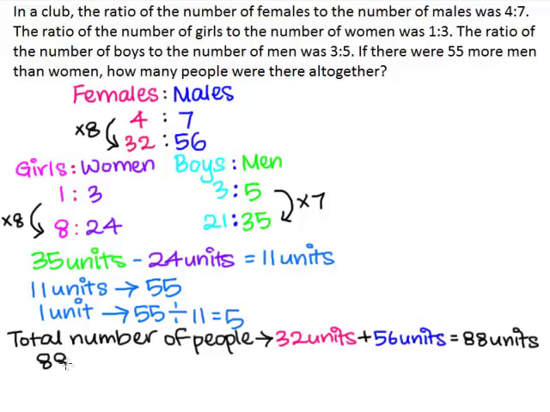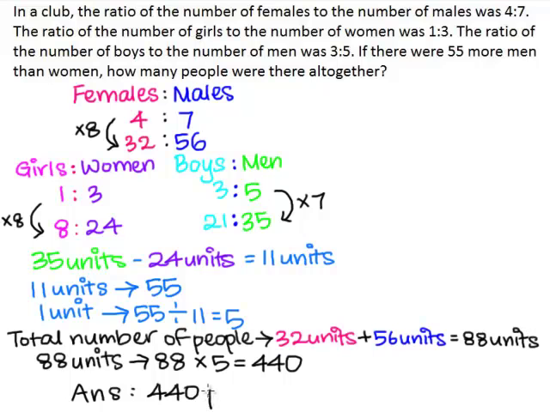To find the value of 88 units, we will take 88 and multiply it by 5, which is the value of 1 unit. 88 times 5 will give us 440. And we have found our answer. There were 440 people altogether.